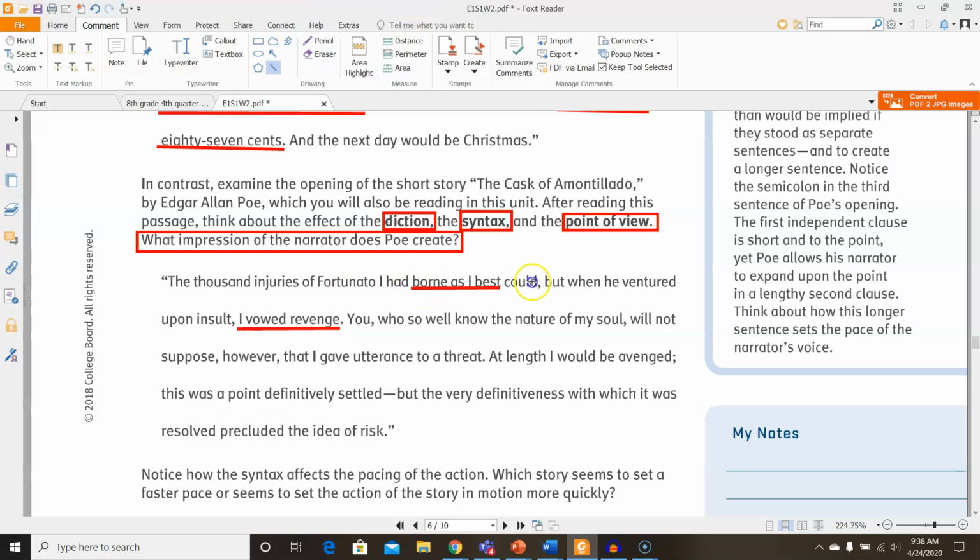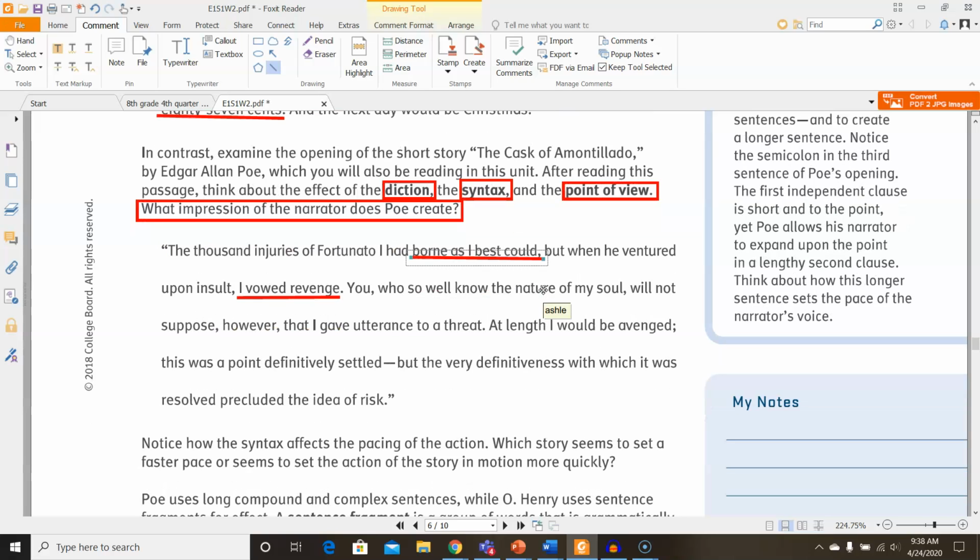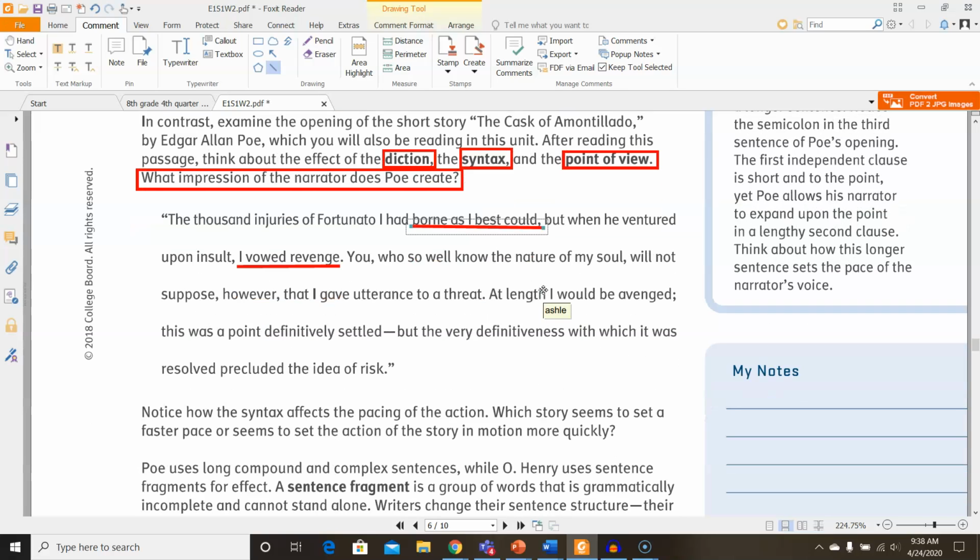And then "I had borne as best I could," so he had tried to tolerate the guy. And then he also uses the hyperbole, "the thousand injuries," which is a diction choice. And then "you, who so well know the nature of my soul, will not suppose, however, that I gave utterance to a threat." So he never threatened Fortunato. He didn't want to warn Fortunato about what was going to happen to him. "At length I would be avenged. This was a point definitively settled. But the very definitiveness with which it was resolved precluded the idea of a risk."